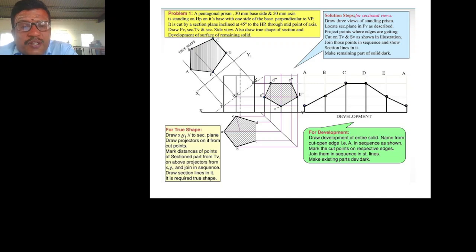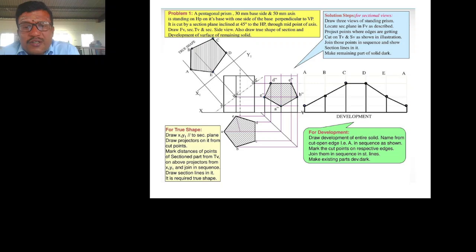So now we are dividing this line BE into two equal parts. Then we are drawing a line at 45 degree to the XY axis. So the cut section will be coming from the XY axis. A dash, B dash, C dash, D dash, and E dash will be the sectional plane in the front view. So this is the axis.